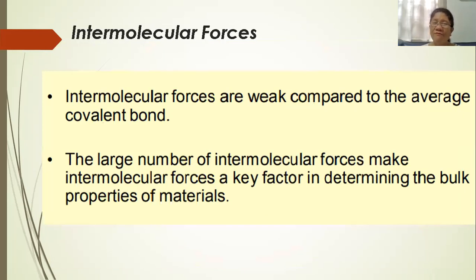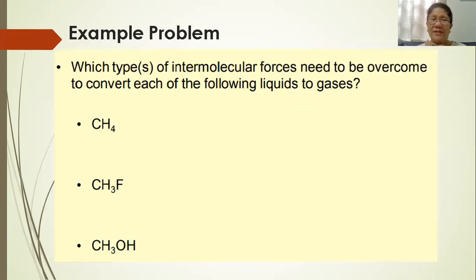So IMF are weak compared to the average covalent bond. The large number of IMF makes IMF forces a key factor in determining the bulk properties of materials. So these are examples. That ends the chapter and lecture about molecules and materials.